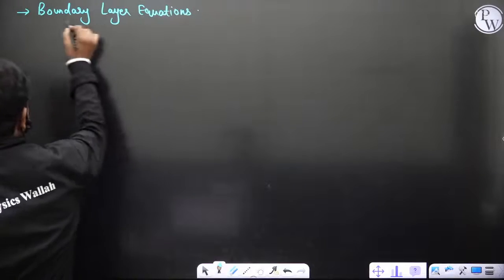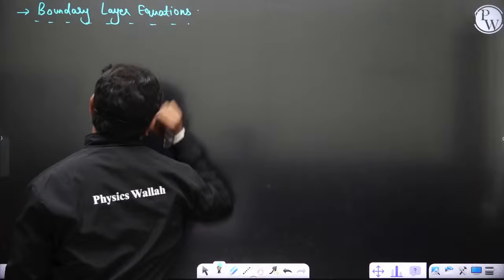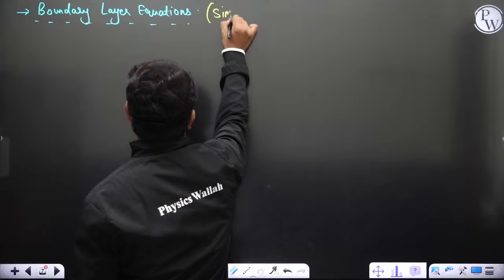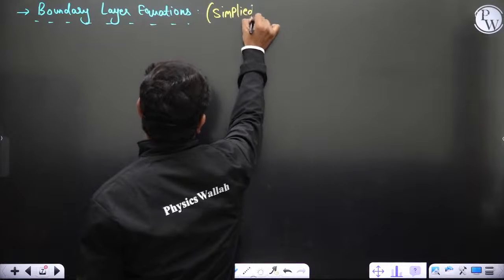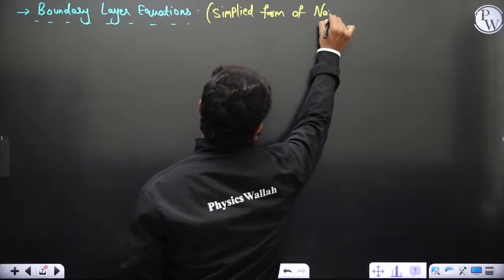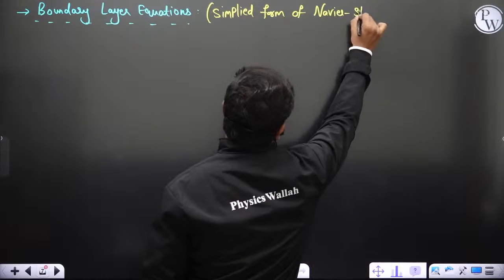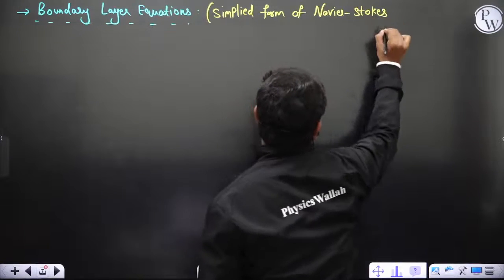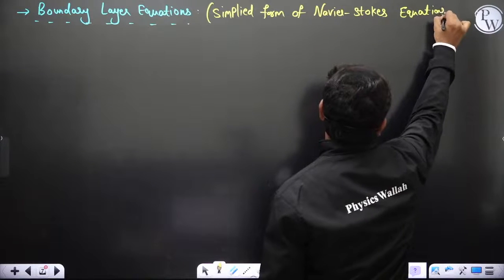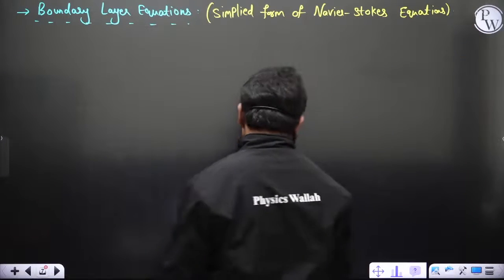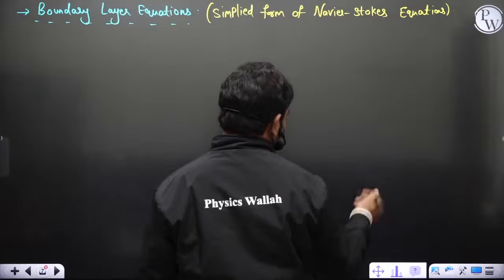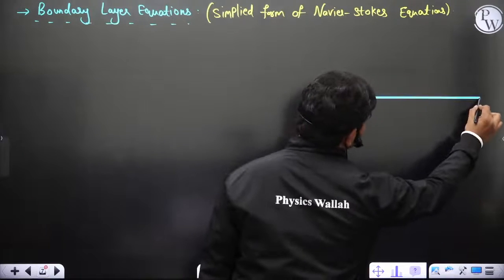So what are the equations you have to solve in order to talk something about boundary layers? And these are simplified forms of Navier-Stokes equations. Okay, so let me take some example of a flat plate which you can generally understand.